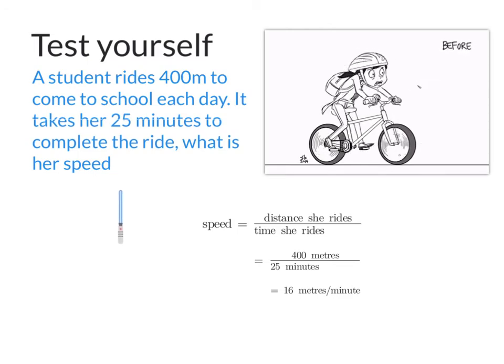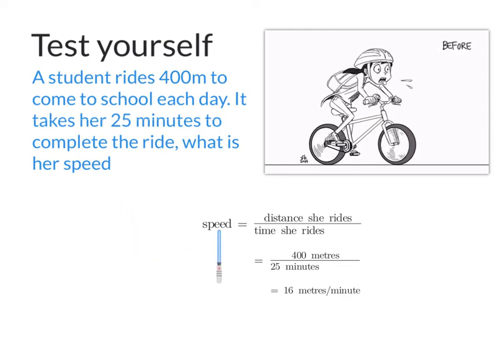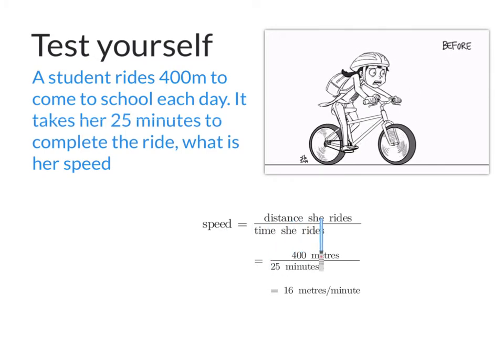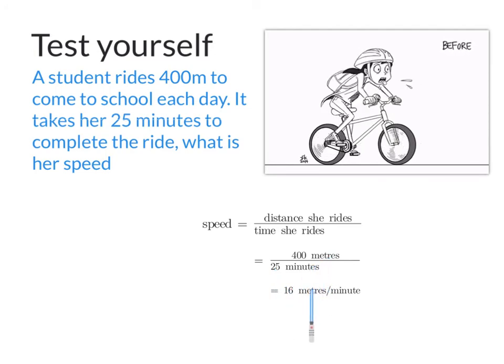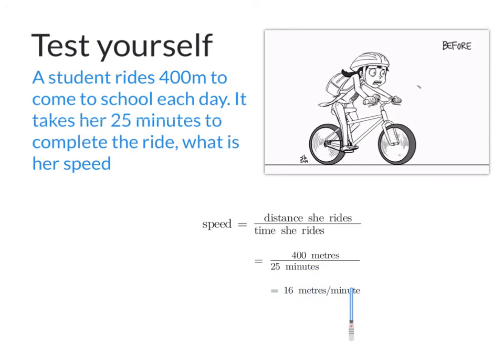Okay, here is the answer to this one. We want to know its speed again. So how far does she ride, and the time she takes to ride. So we have 400 meters, and we divide that by 25. So 400 divided by 25 is 16 meters per minute. So that would be the answer. I hope you got that one okay. Alright, let's look at one trickier one.